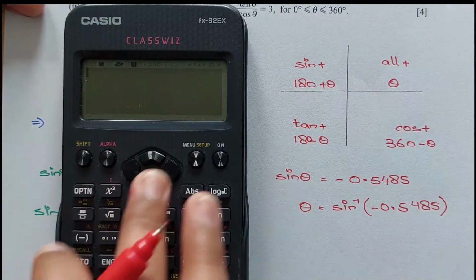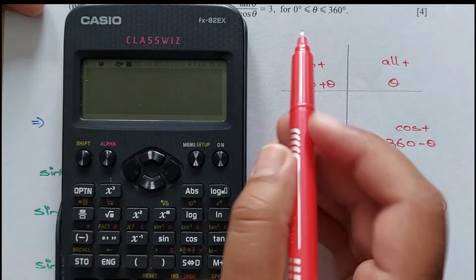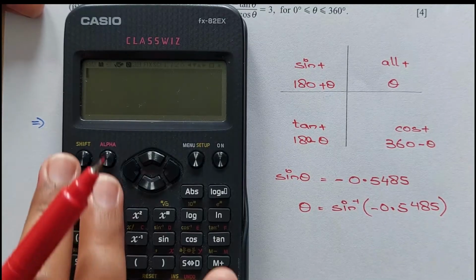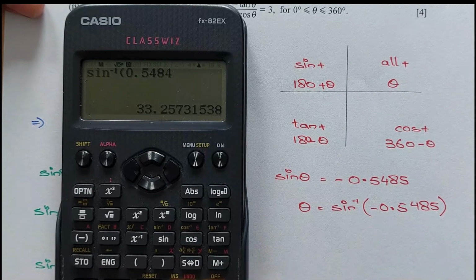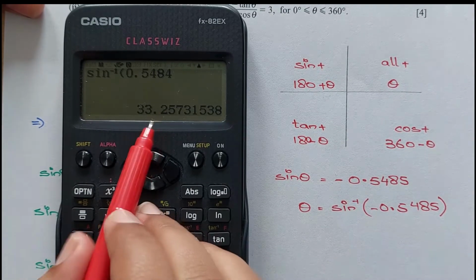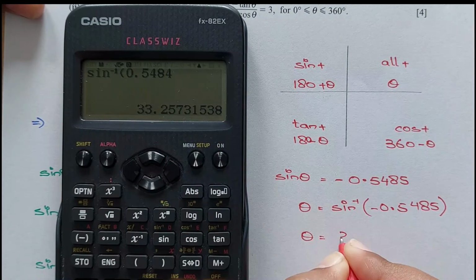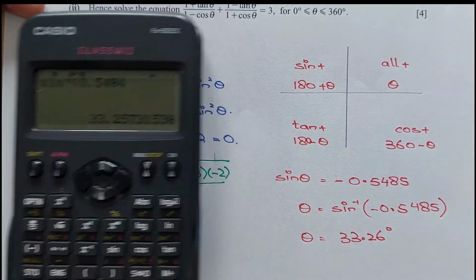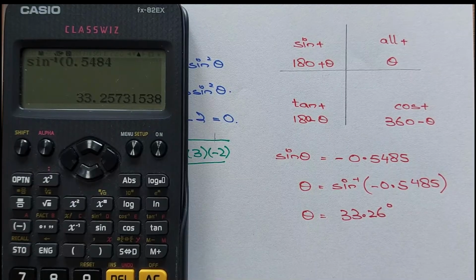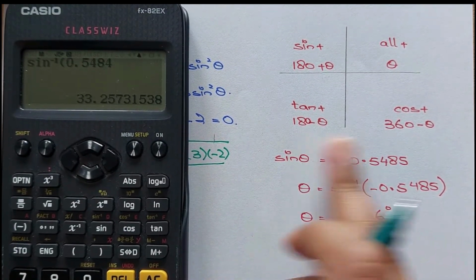Okay, so let me convert my calculator into degrees, because we are dealing with degrees. So sine inverse of 0.5485. So this is 33.26 degrees. Yes, so theta is going to be 33.26 degrees, right? So we will get two values for theta, for the positive and the negative one, for the third and the fourth quadrant.